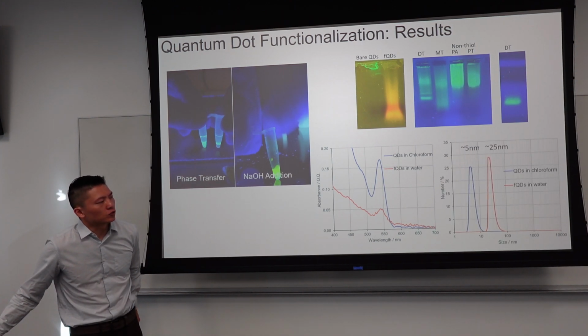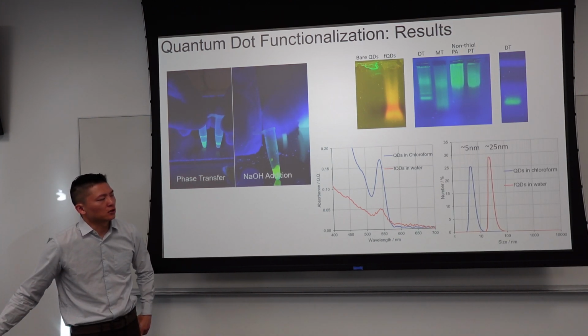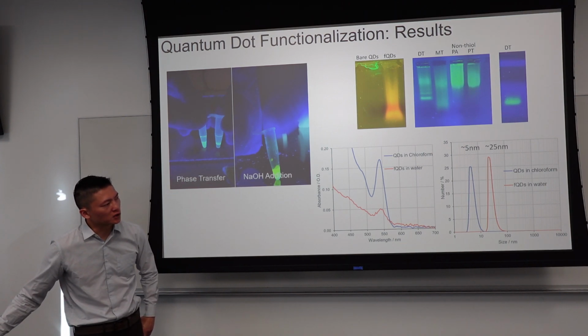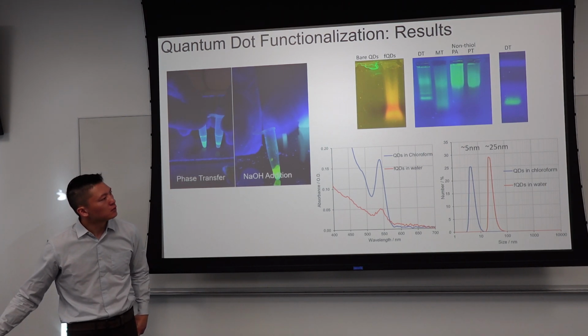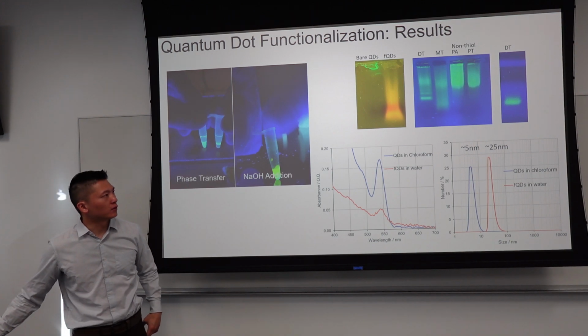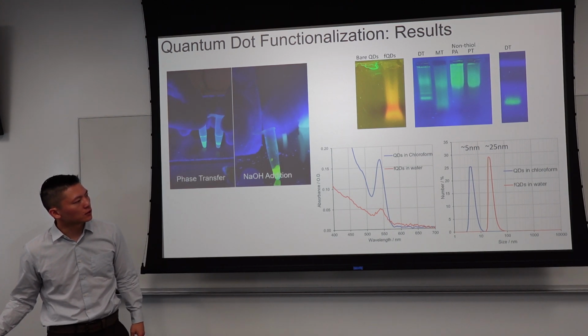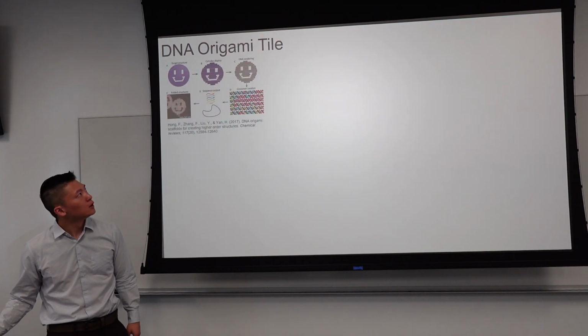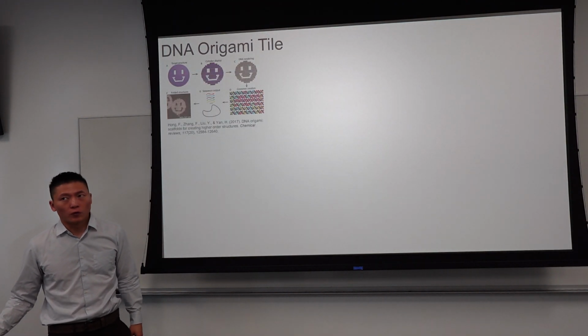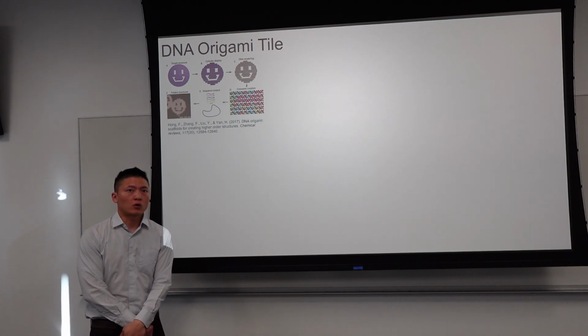Anyways, DLS results after functionalization, the hydrodynamic diameter does increase again. This is good. So yeah, I've been able to functionalize with dithiol. This is a relatively new thing in our group. I've also been able to fold a DNA origami.